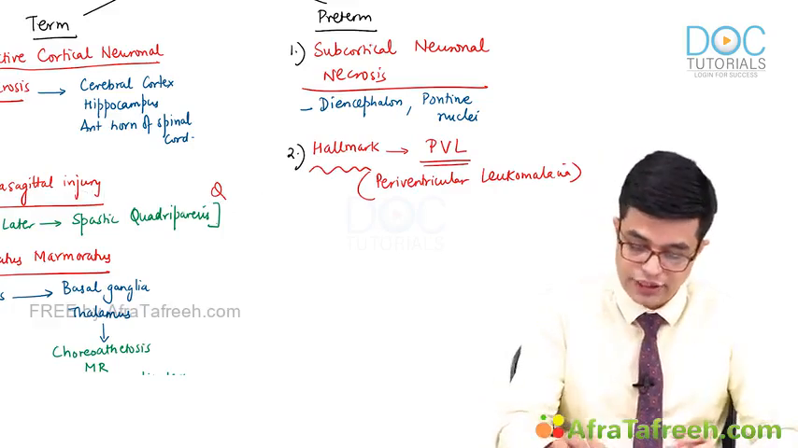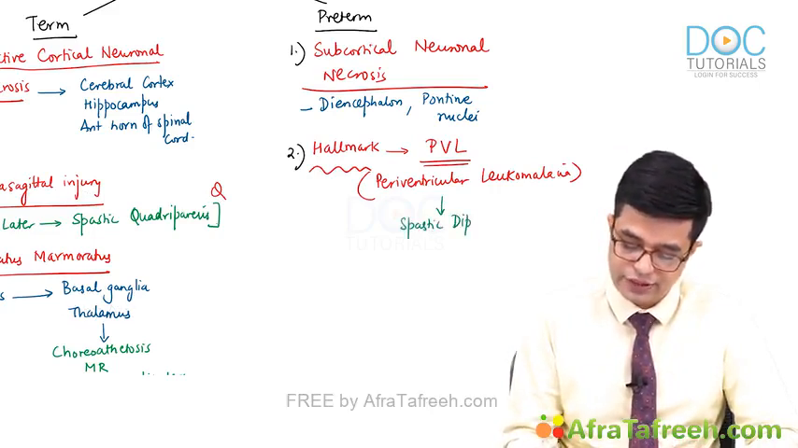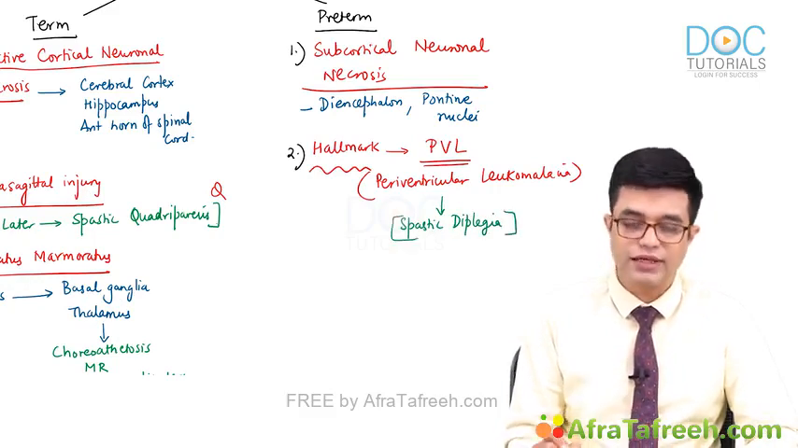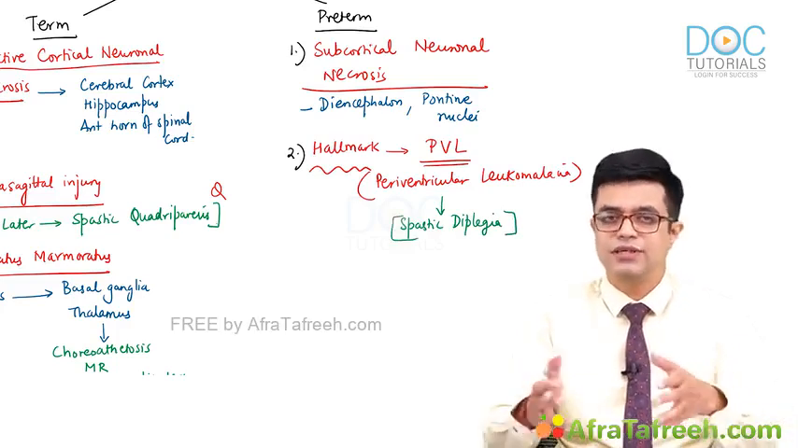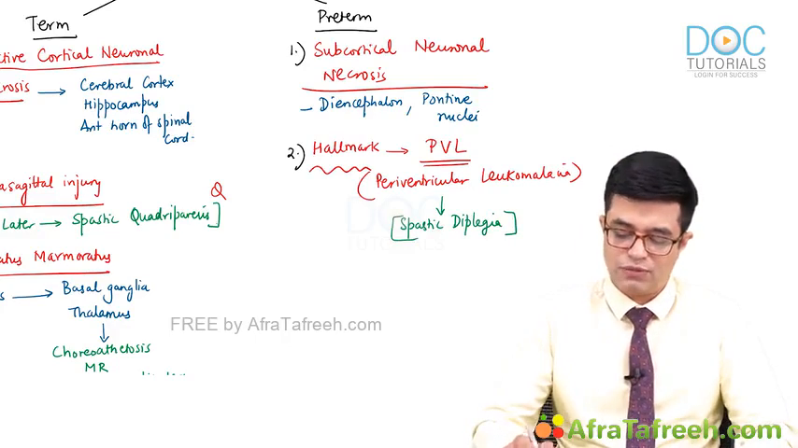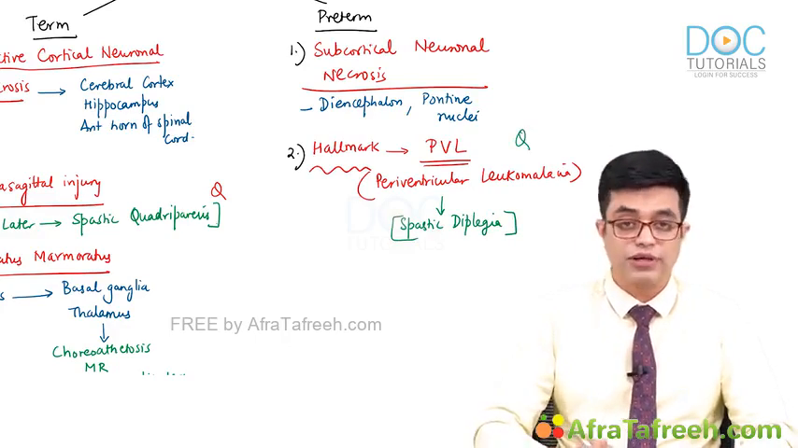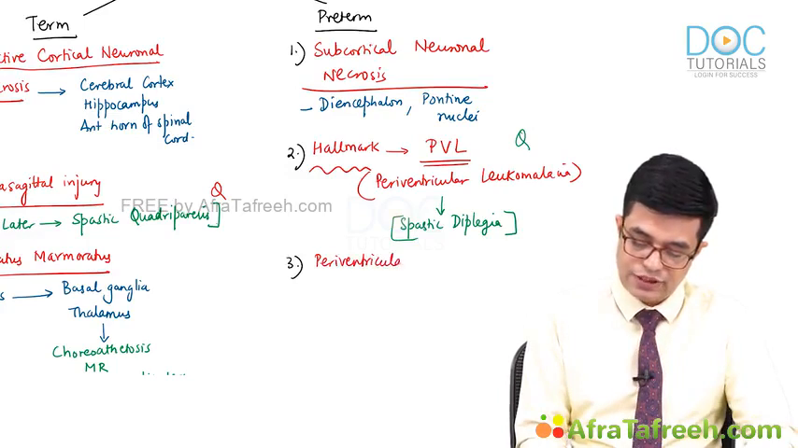Periventricular leukomalacia increases the risk of developing spastic diplegia in later life. In diplegia, lower limbs are more severely affected than upper limbs. Spasticity, it is a type of cerebral palsy. All these things we have discussed in cerebral palsy. So periventricular leukomalacia is the hallmark condition, MCQ point. And thirdly, you will find a lesion called periventricular hemorrhagic infarction.